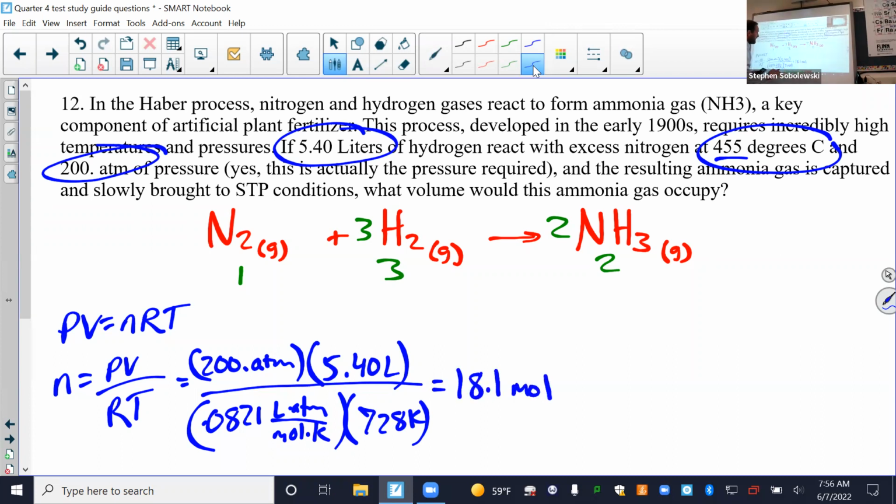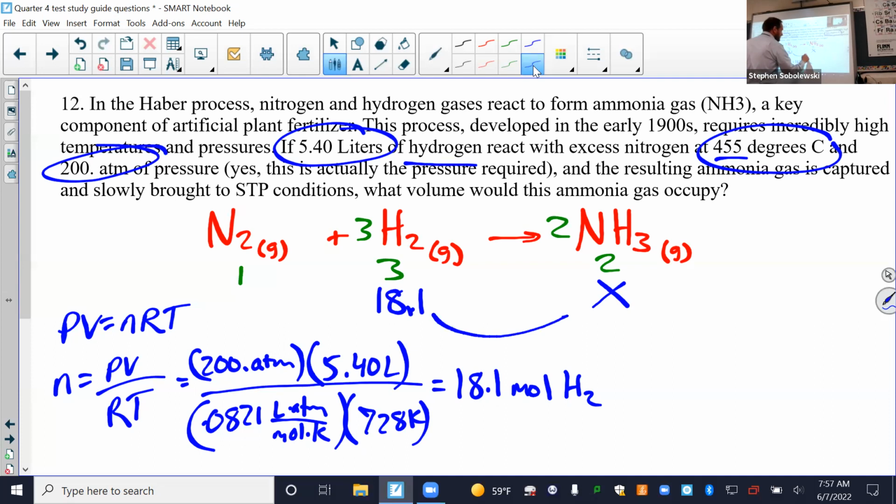And that's moles of what? It's moles of hydrogen. All right. And the resulting ammonia gas is captured. What volume would this ammonia gas occupy? So we're looking for ammonia. We're starting with 18.1 moles of hydrogen. We're assuming the N2 is in excess.